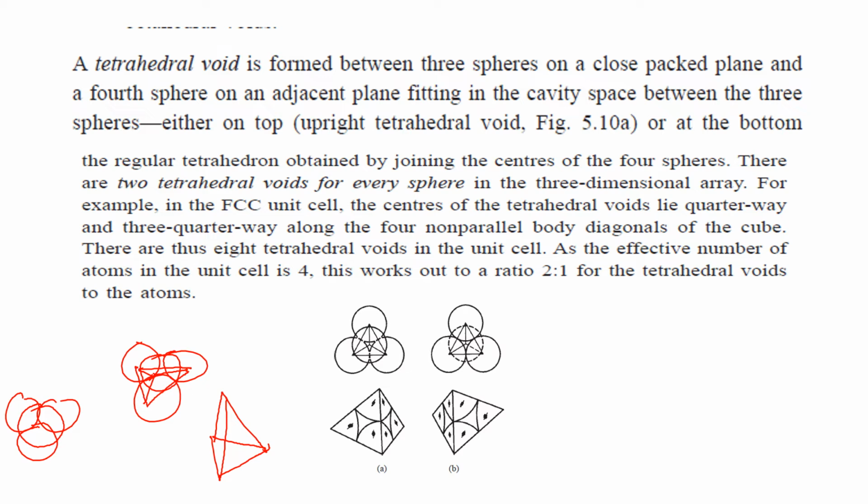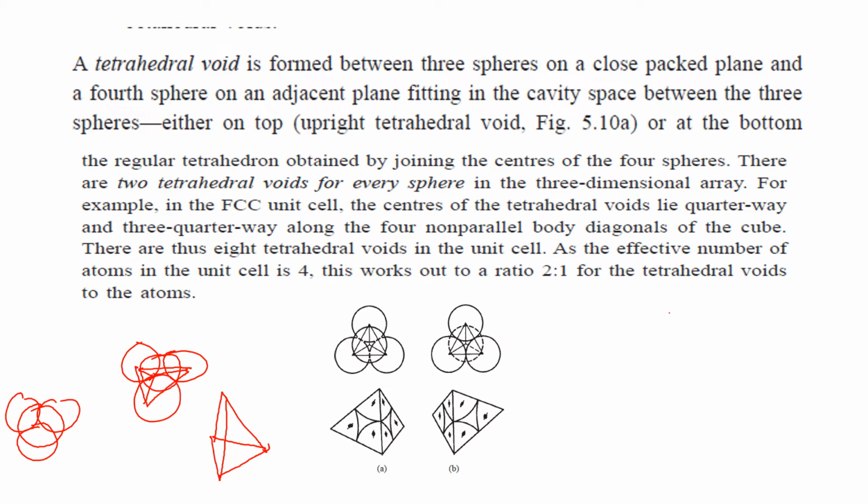There are actually two tetrahedral voids for every sphere in a three-dimensional array. For example, for a face-centered cubic unit cell, all the centers of tetrahedral voids lie quarter way and three-quarter way along the four non-parallel body diagonals of the cube. So thus there are 8 tetrahedral voids in a unit cell, as the effective number of atoms in a unit cell is 4. In a face-centered cubic, the effective number of atoms is 4.